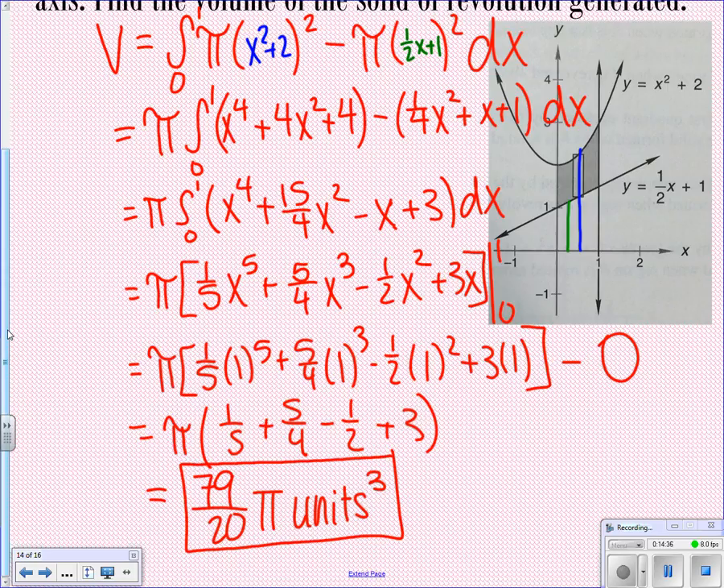So that's how you deal with the solids of revolution when you're dealing with washers and you've got two separate functions. You just start with the one that's further from your axis of symmetry and then subtract the one that is closer to the axis of symmetry. So hopefully that helps you with that lesson.